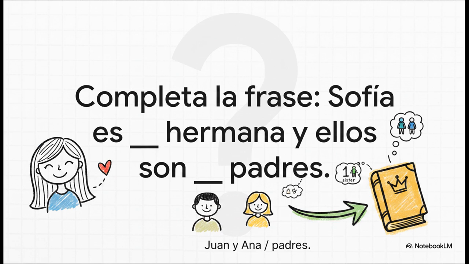Got it? The correct answer is, Sofía es mi hermana, y Juan y Ana son mis padres. If you got that right, you have officially mastered the golden rule. Keep that rule in mind, and you'll be describing your family with total confidence in no time.